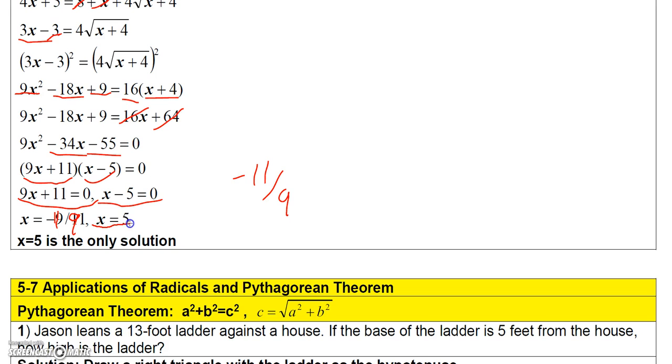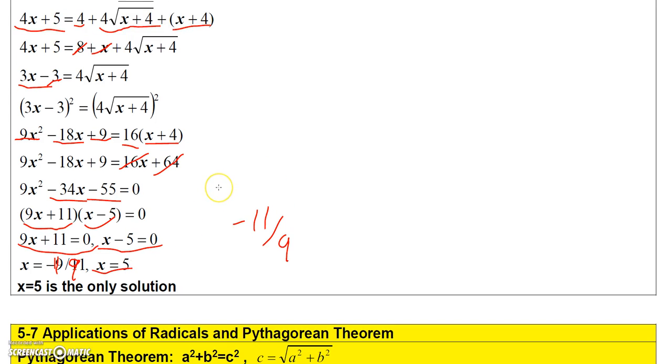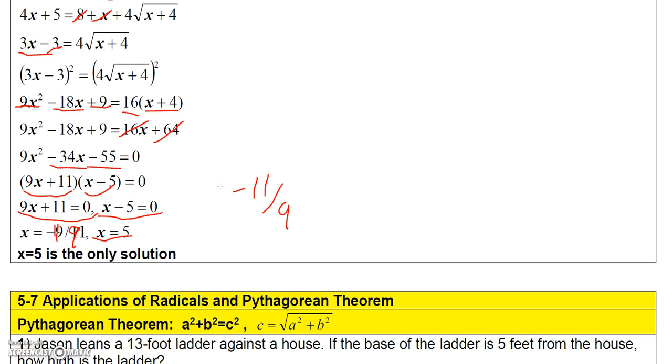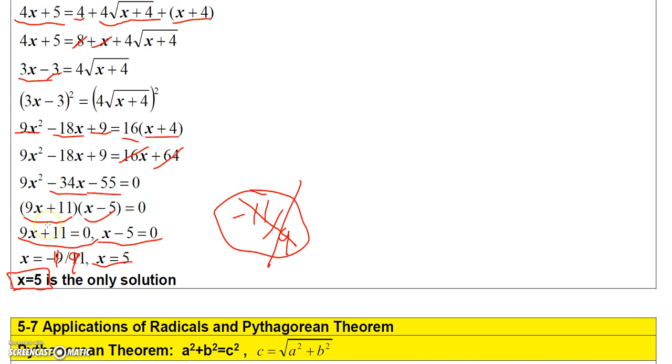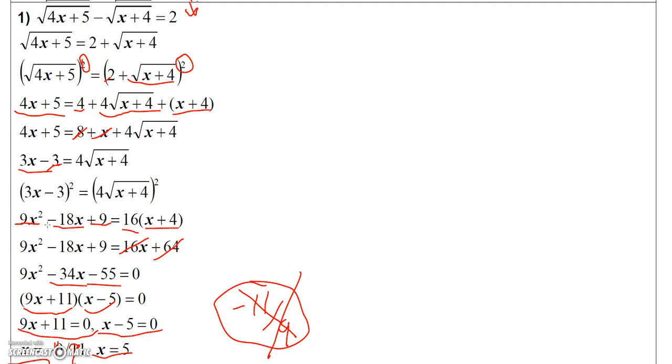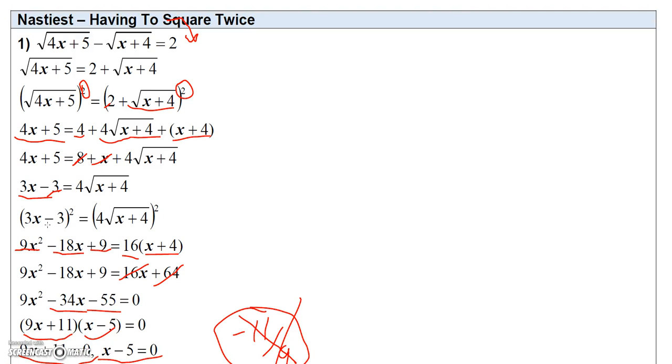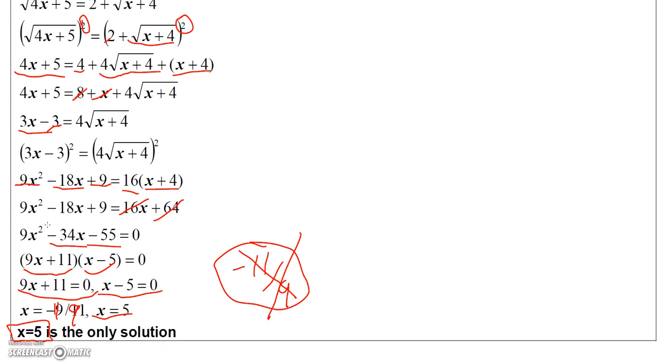Now, when I checked these, remember we had to check these. When I checked it, the negative 11 over 9 didn't work. So I had to toss that one out. The only answer that worked when I went back and checked it was x equal to 5. So that is how you solve one of those nasty problems that requires you to square twice within the problem.